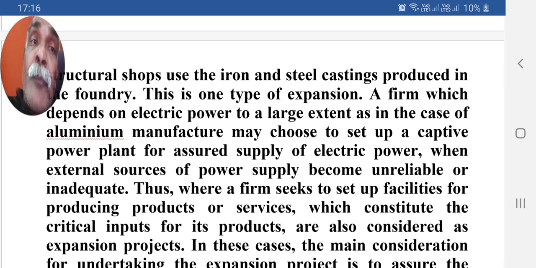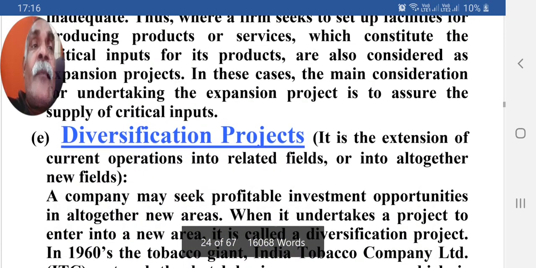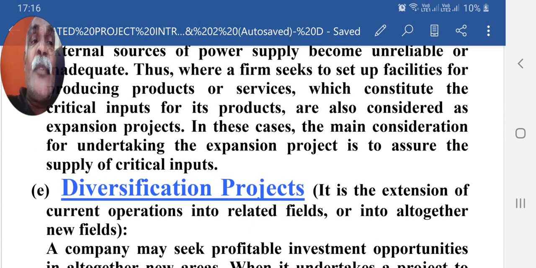A firm which depends on electric power to a large extent, as in the case of aluminum manufacturers, may choose to set up a captive power plant for assured supply of electric power, when external sources of power supply become unreliable or inadequate. Thus, where the firm seeks to set up facilities for producing products or services which constitute the critical input for its products, these are also considered as expansion projects. In these cases, the main consideration for undertaking the expansion project is to assure the supply of critical inputs.